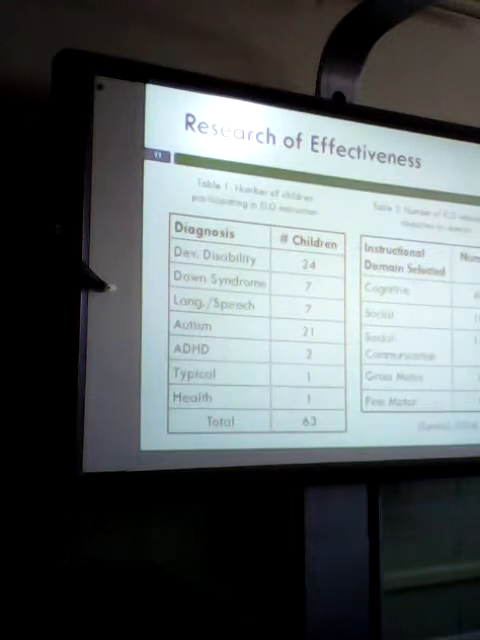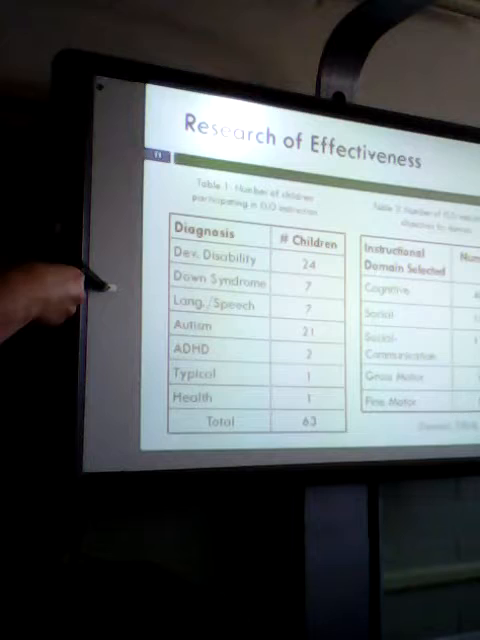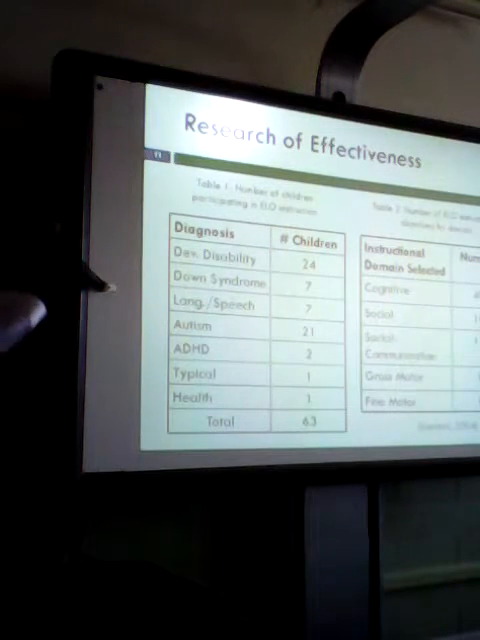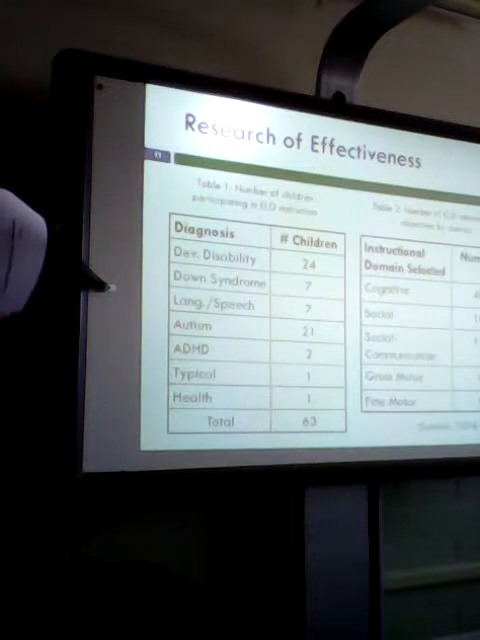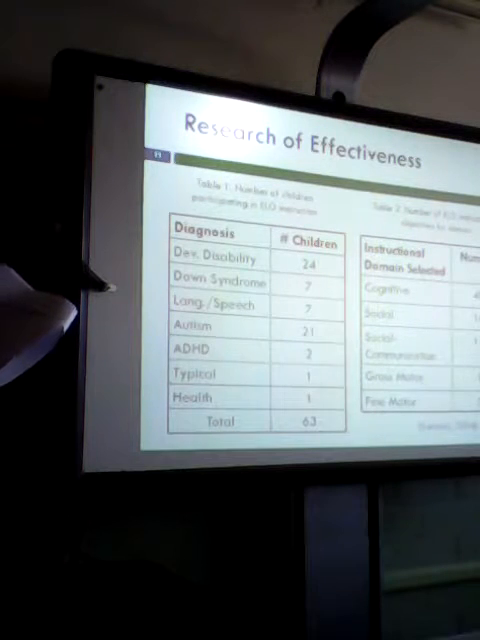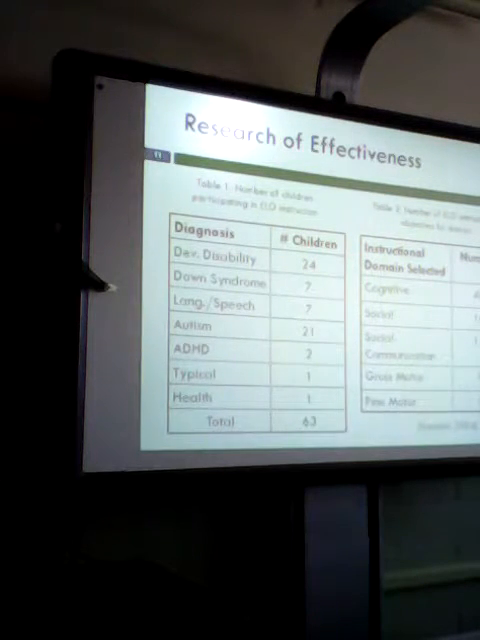So here is the starting of the research on effectiveness. This first table really indicates the number of children participating in the ELO instruction. And as you can see, looking at this table, it really is a variety of disabilities of children that it's been proven effective for and participated in that research.